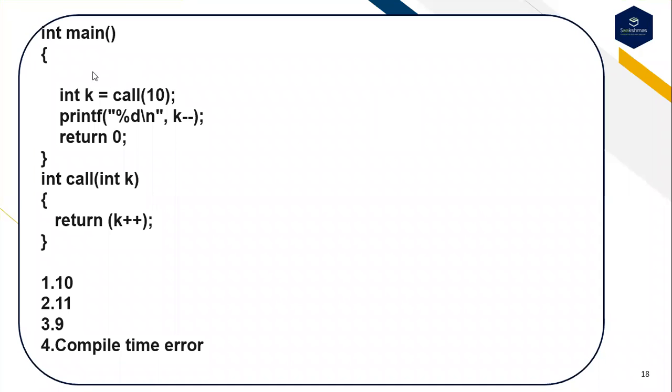This is the fifth question. int main, int k is equal to call(10); printf("%d\n", k, k--); with post decrement of k. int call(int k) { return k++; } You can predict the output of this code. The first option is 10, the second option is 11, the third option is 9, and the fourth option is compile time error.